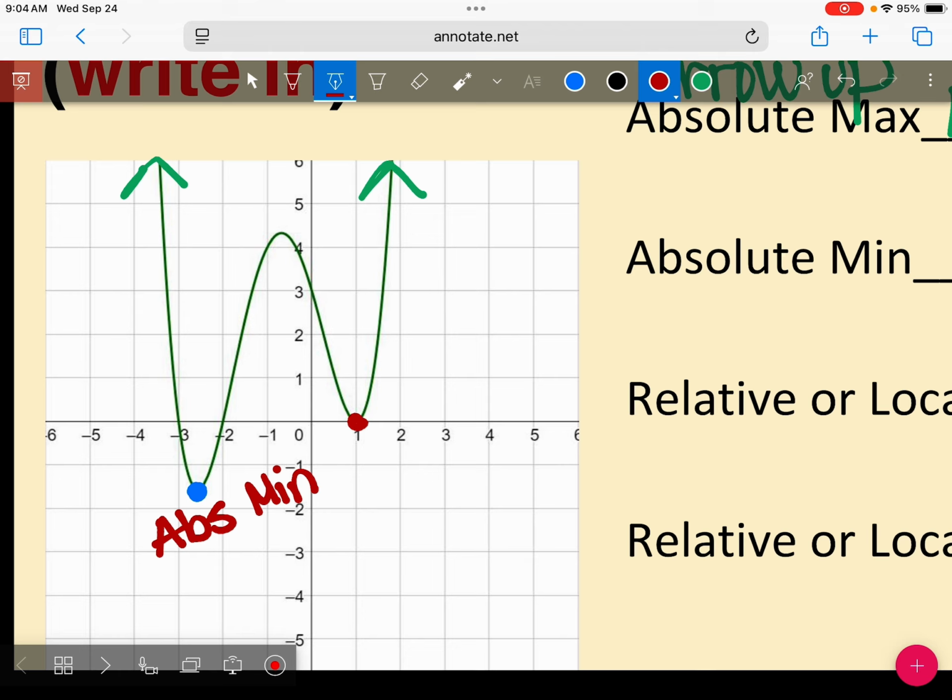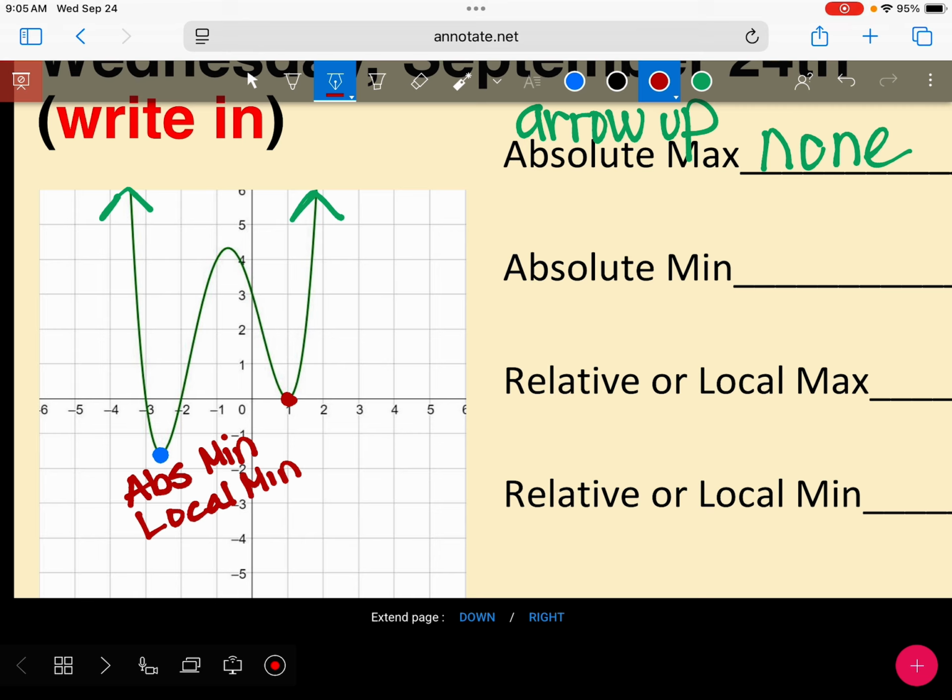Now that is also going to be a local min. So that blue point is listed two different places. So I'm going to approximate what that is. It looks like it's kind of in between. So I'm going to call it -2.5, -1.5. And on the test, if you approximate it, that is okay.